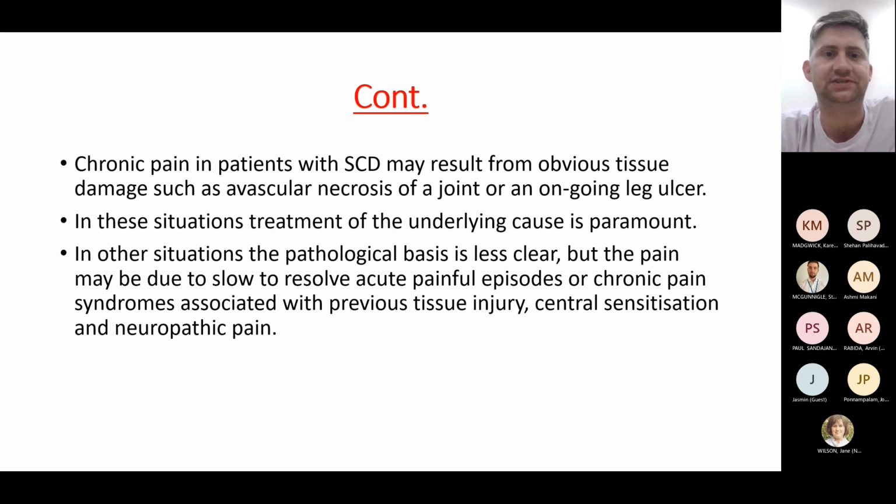Chronic pain in patients with sickle cell disease may result from obvious tissue damage, such as avascular necrosis of a joint or an ongoing leg ulcer, which we know is quite common. In these situations, treatment of the underlying cause is paramount. In other situations, the pathological basis is less clear, but the pain may be due to slow to resolve acute painful episodes or chronic pain syndromes associated with previous tissue injury, central sensitization, and neuropathic pain.